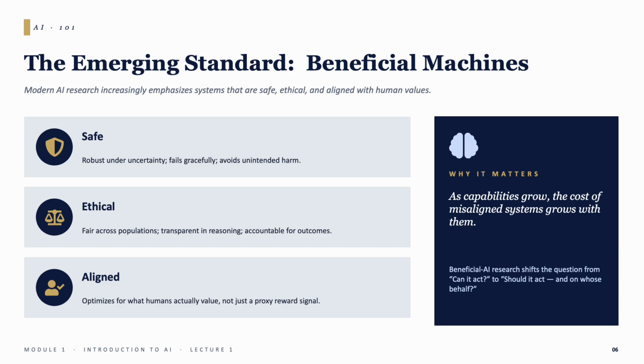As AI systems become more powerful, mistakes can have larger consequences. Therefore, researchers are asking not only whether AI can perform a task, but whether it should perform that task and under what conditions. Imagine an AI used for hiring employees. If it unfairly favors one group of applicants over another, it may be efficient but not ethical. Beneficial AI seeks to prevent such problems.